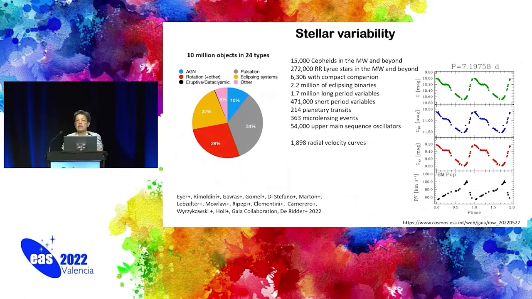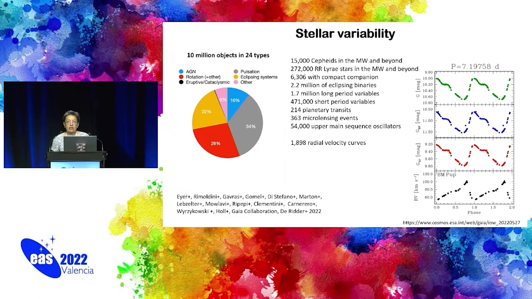I was saying before that we observe the stars several times, and this means that we can monitor the stability, the constancy of the brightness, and we detect variability, of course. The novelty in this data release is that we have gone from 500,000 sources in DR2 to 10 million sources in DR3. And these 10 million sources have been classified in 24 types of variability. So in DR2, we had fewer sources and fewer types of variability, and now we have been able to deal with more than 10 million and 24 types.